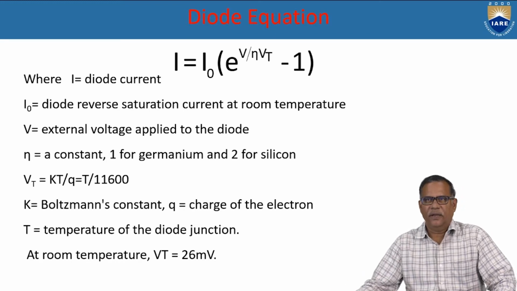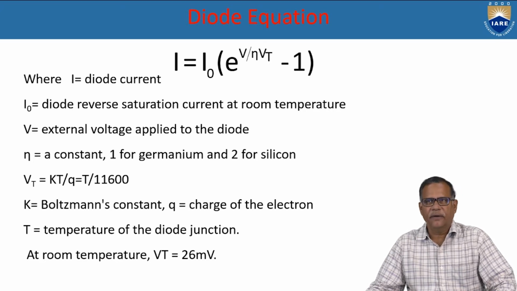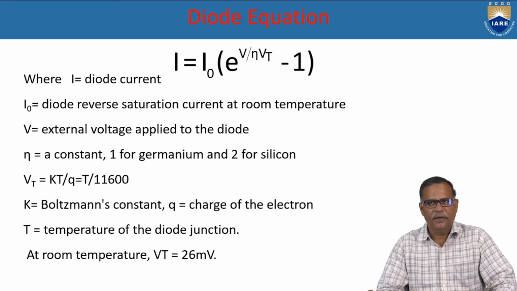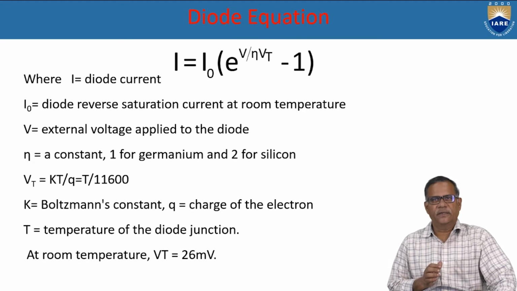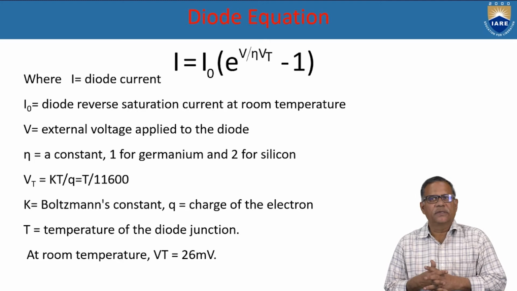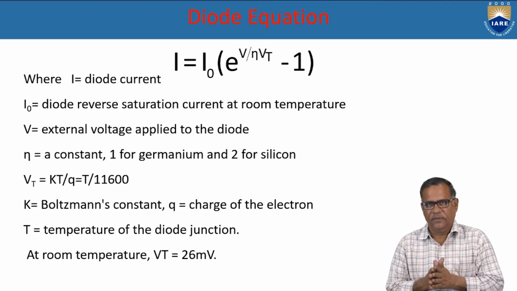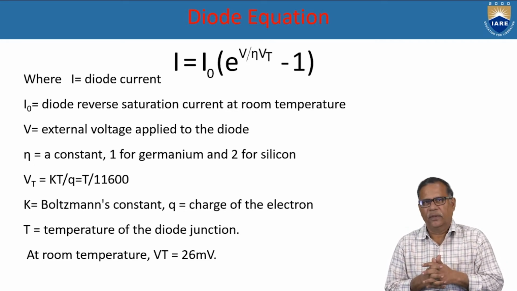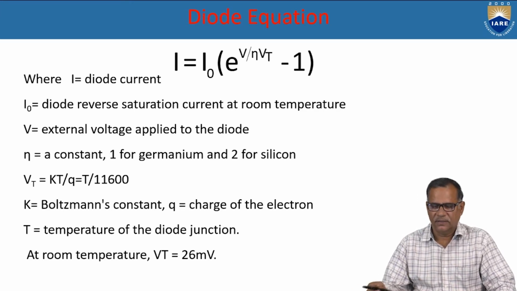The basic diode equation is I = I0 (e^(V/ηVT) − 1), where I is the current passing through the diode, I0 is the reverse saturation current at room temperature, and V is the external voltage applied across the two terminals of the diode, positive and negative. Eta is a constant: 1 for germanium and 2 for silicon.